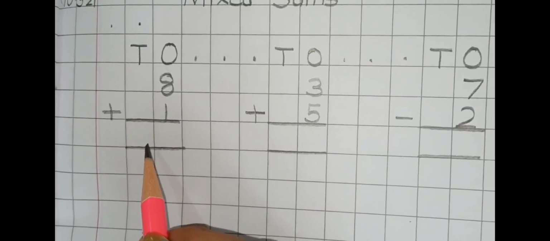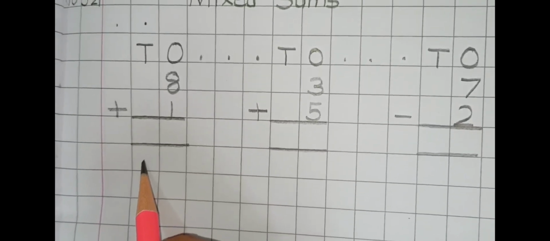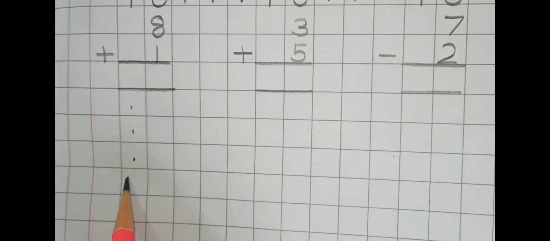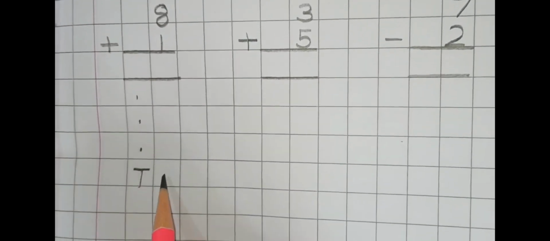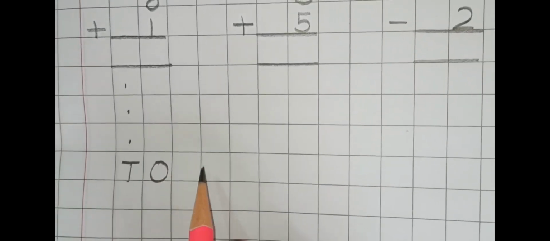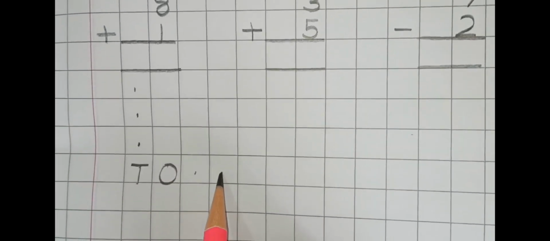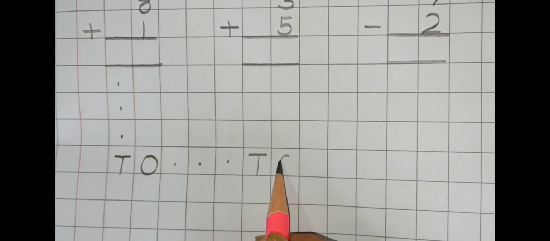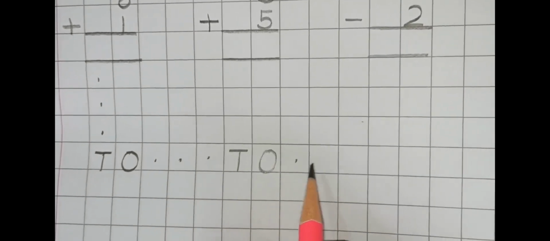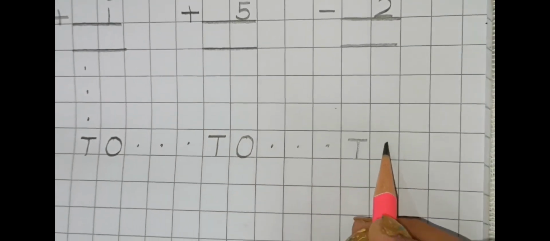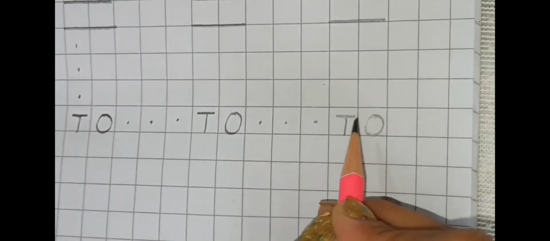Now, after this first sum, we have to make three dots. 1, 2, 3. And again we'll write capital T and capital O. Again here we'll make three dots and write capital T and capital O. Again three dots, capital T and capital O.